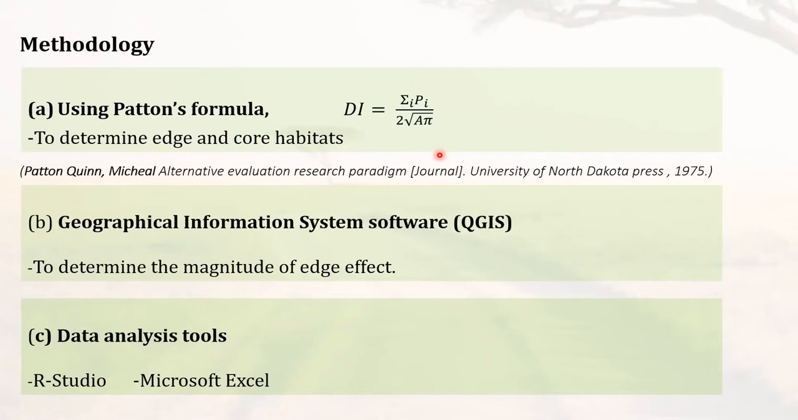Our second method was the use of geographical information system software, or QGIS. This was very important, helping us to quantify the area of different parks and the area of different activities carried out by man. QGIS's primary role was to help us determine the magnitude of the edge effect, and also to help us locate the cameras in their right places using the GPS coordinates obtained from Snapshot Safari. And lastly, I want to talk about the data analysis tools I used, and that was RStudio and Microsoft Excel, in particular the pivot tables and the data analysis tool.